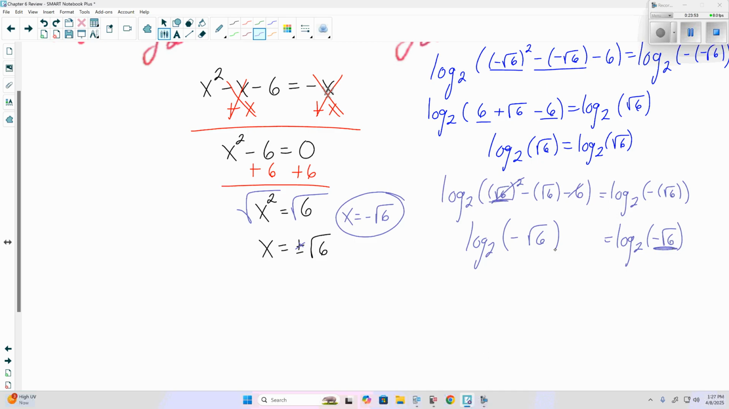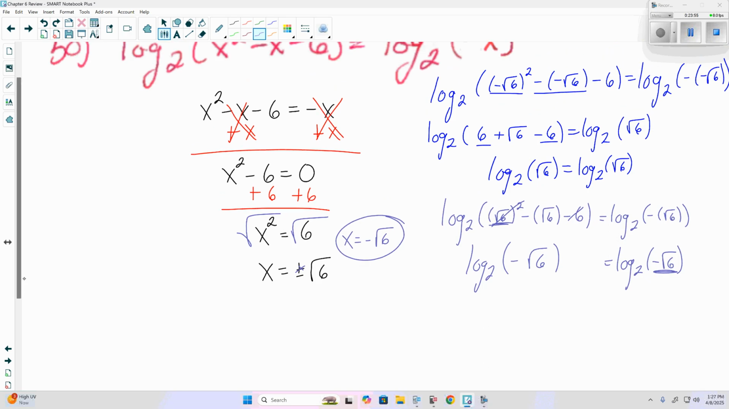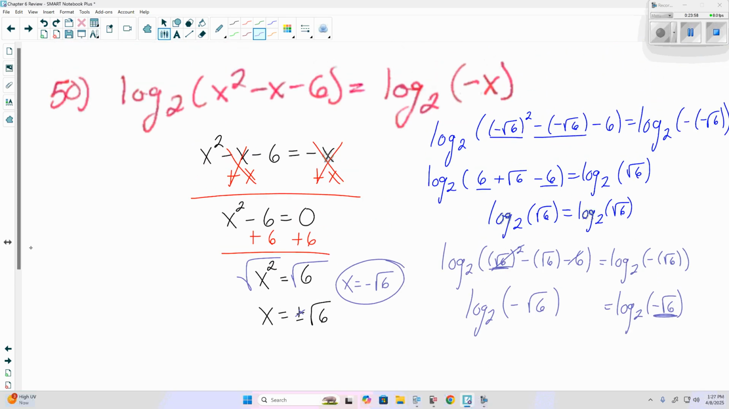Does that make sense? Yeah. So it is good, especially if you get two solutions, to check them. Check them. Questions on 50? Okay.